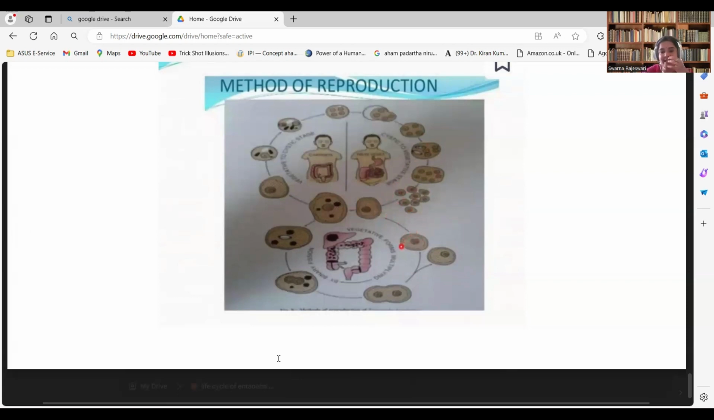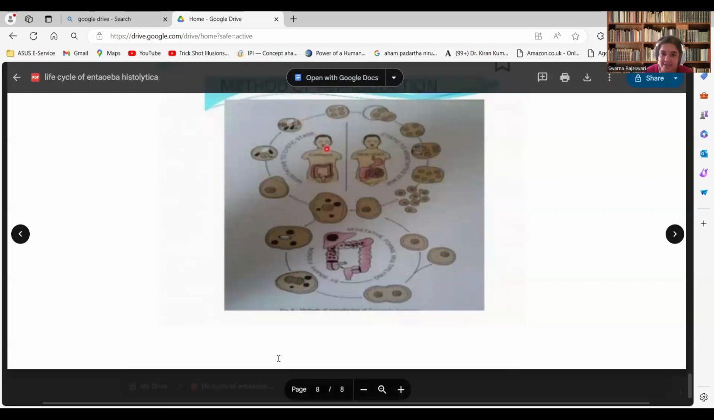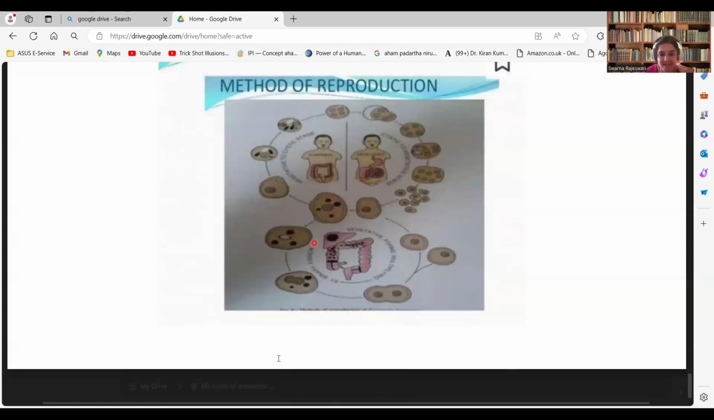Trophozoite again feeds and starts dividing. Some of them are changing into the precystic form. Now the precystic form is changing into the cystic form, and the nucleus of the cyst divides twice by mitosis and forms what is called the tetranucleus cyst. And this tetranucleus cyst is excreted out along with the fecal matter. And when the man takes this contaminated food and water, it is entering into the intestine and carrying out the same cycle, what we are calling the life cycle of the parasite Entamoeba histolytica.